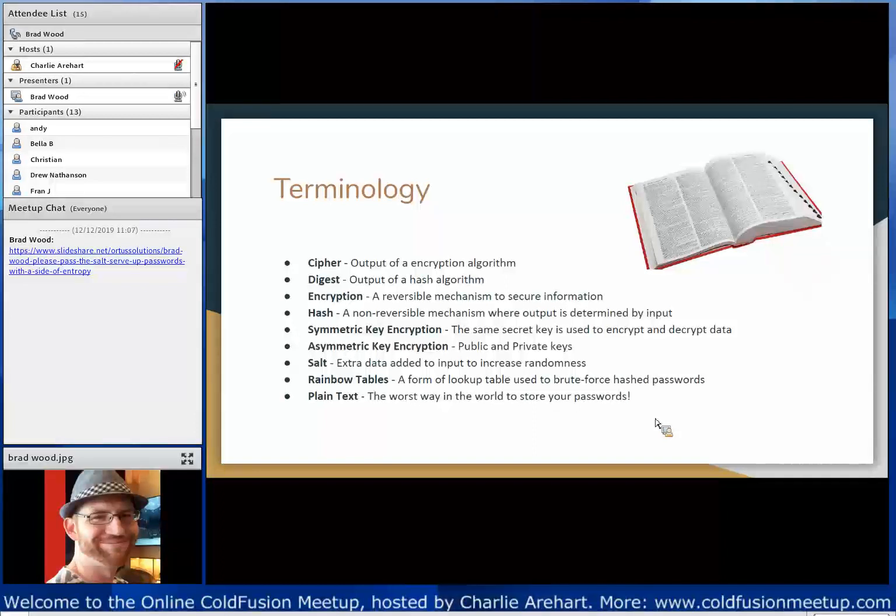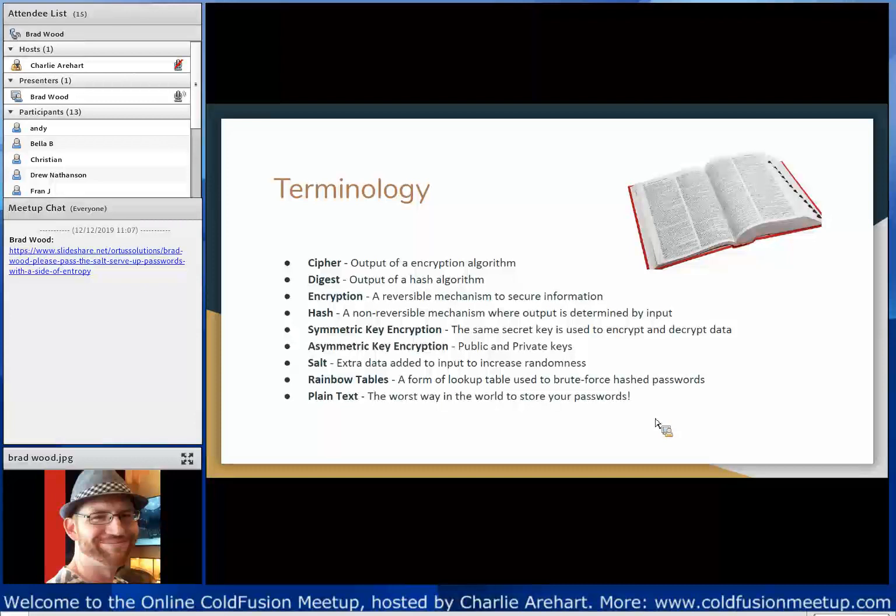We'll talk about that. Symmetric key encryption means you use the same secret key for both the encryption and the decryption of the data. Asymmetric key encryption is where you have public and private keys, and that's what you have with SSH, for instance. Salt is not just something I put on my French fries. It's extra data that you add to input to increase randomness, and randomness, as we'll find out in the coming slides, is really what a lot of this boils down to.